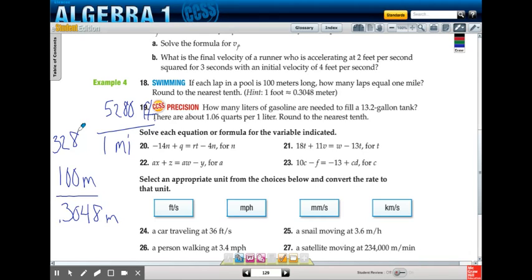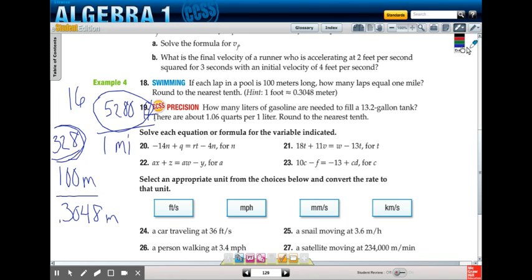Well, we know that each lap is 328 feet. So I'm going to do my 5,280 divided by the 328. And you get just about 16 laps. So I'm going to come back to that one because I want to make sure we know how to set that one up.